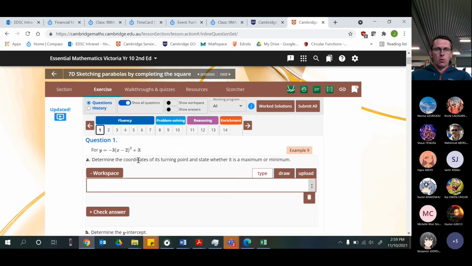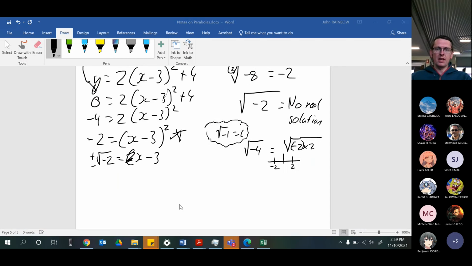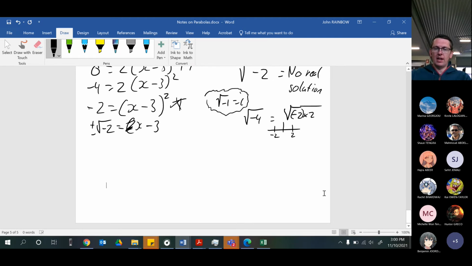So here you just need to determine the coordinates of its turning point and state whether it's a maximum or minimum. Maximum means if it's upside down it has a maximum point, or a minimum. This obviously has a maximum and its turning point's at 2, 3. But later on, you'll need to determine the x-intercepts, if any of them. And why we say if any is because the turning point may be above or below the axis and it's not going to be there. So the time when you're not going to have any intercepts is if it's been reflected in the x-axis and the turning point is below the x-axis. So it's the y coordinate that you're looking at of the turning point.